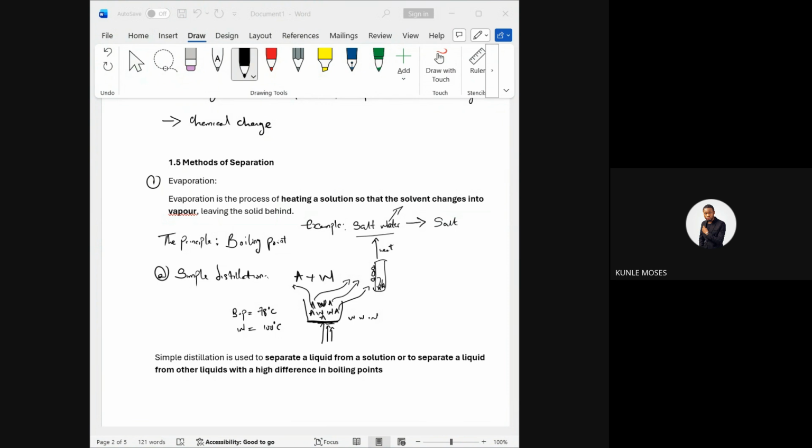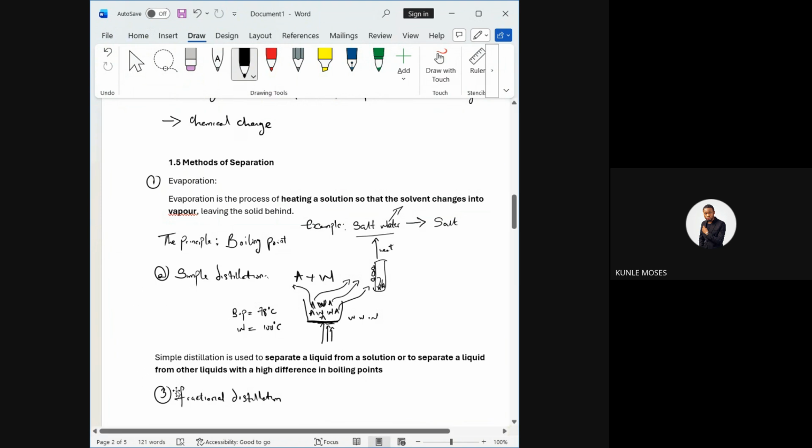Let's quickly move to the examples that I gave to you. Let's quickly move to another type of distillation, which is fractional distillation. Fractional distillation. What do you say? You give us the examples of simple distillation. I said water and alcohol. Okay. Water and alcohol, the pure water from salt water, kerosene and water, anything that has different boiling points. So we can easily use simple distillation to separate such things.